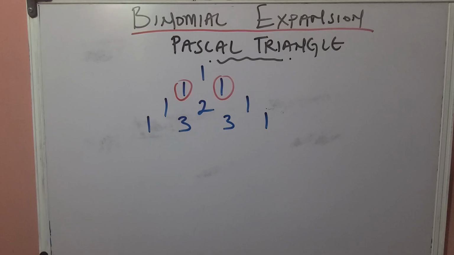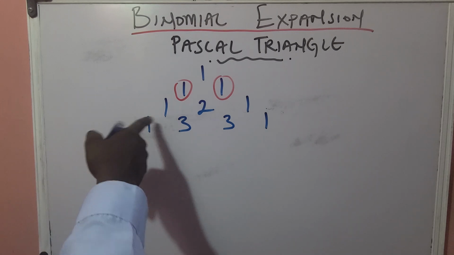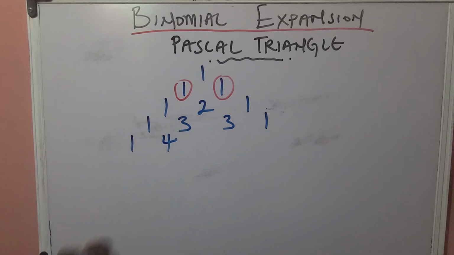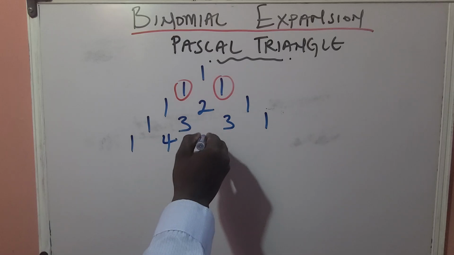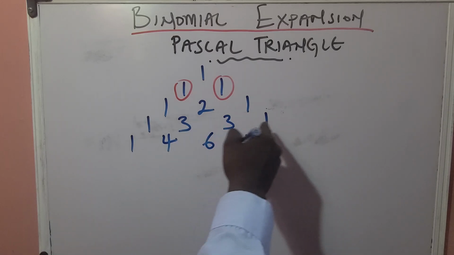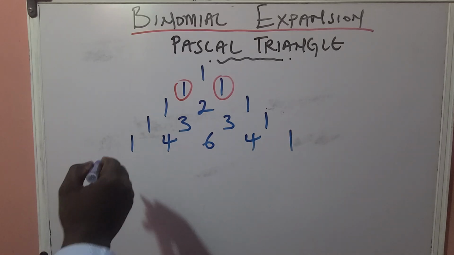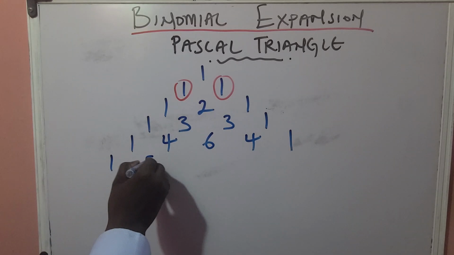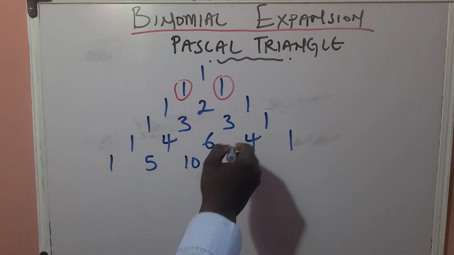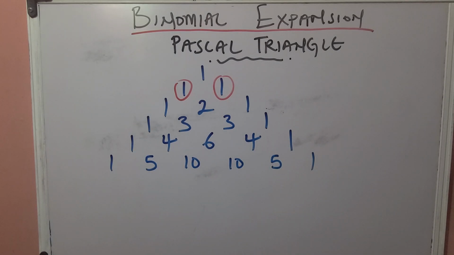Now you can go on and on and on. I would love us to do this to probably 8. So we go on, we have 1 as a starting, then we have 1 plus 3, that will be 4. Then we have 3 plus 3, that will be 6. We have 3 plus 1, that will be 4. Then we have 1 as the ending. So go on again, we have 1, you have 5, you have 10, 6 plus 4, you have 10, you have 5, you have 1.